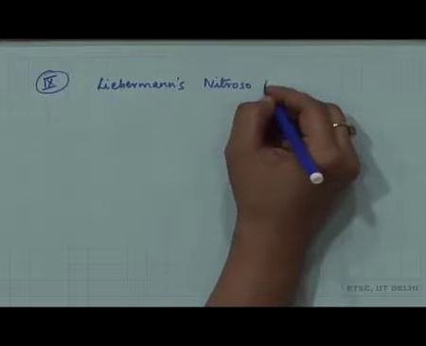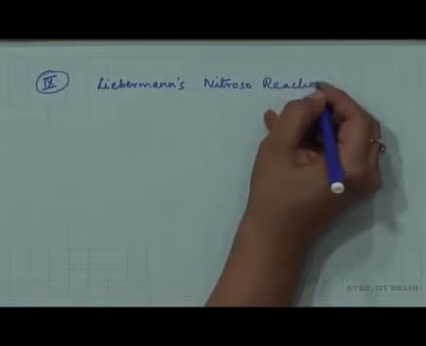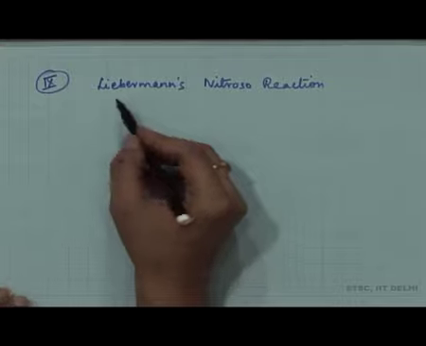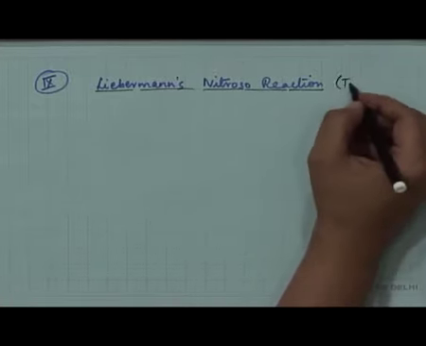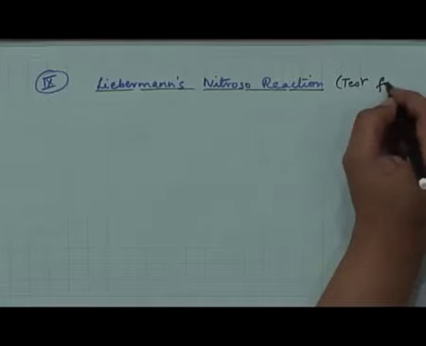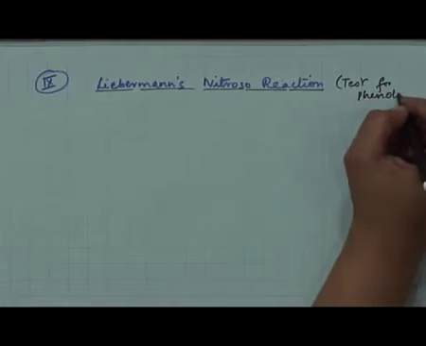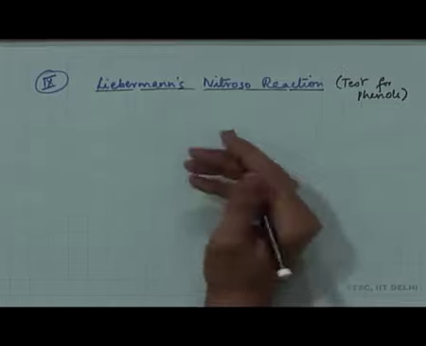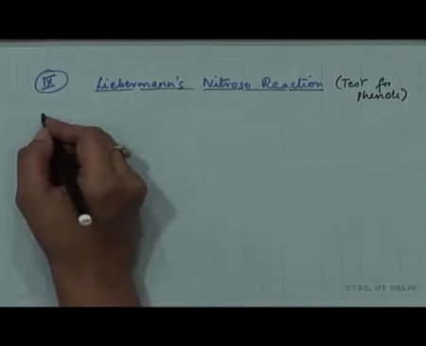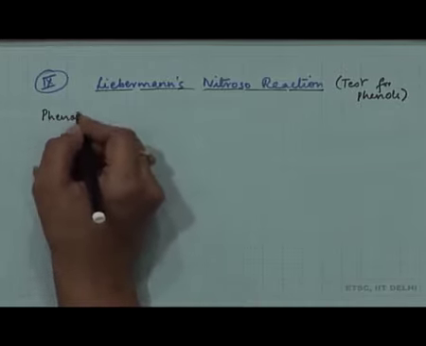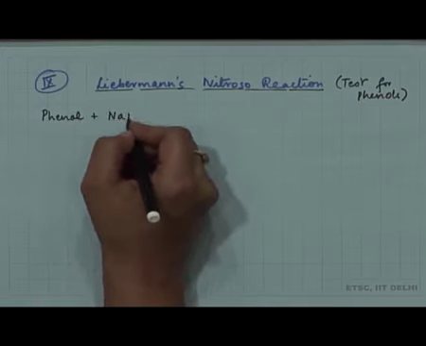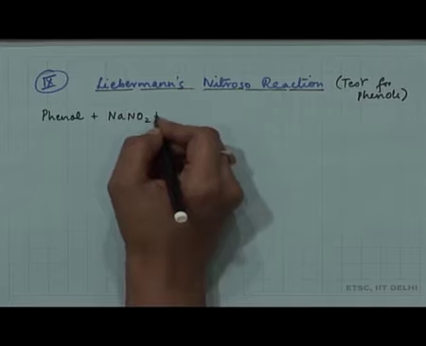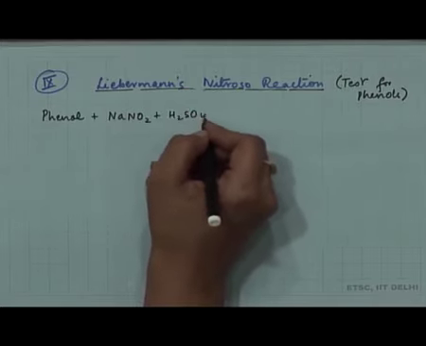This reaction in fact is used to test phenols. It is a test for phenols because it is a reaction which can be monitored through visual changes. So, it gives you different colors as it proceeds. So, what happens during the reaction is you start with the phenol. If the compound in hand is a phenol, you treat it with NaNO2 sulfuric acid.